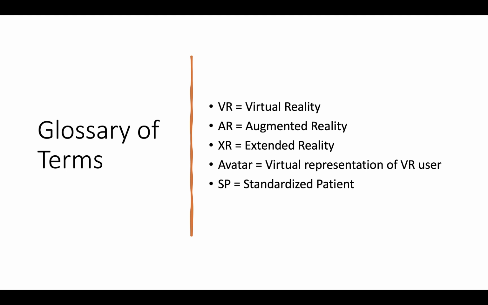Now, for simplicity in this talk, I'm going to use a few different terms. If I say VR, I'm talking about virtual reality. AR, we'll briefly talk about augmented reality. If I mention an avatar, that is a virtual representation of the user within the virtual space. So we can talk about the hands of the avatar being used as a means to interface with the simulated model that the virtual environment provides. And then SPs, or standardized patients, is relatively ubiquitous throughout simulation education, and I'll be talking a little bit about them throughout the course of this talk as well.